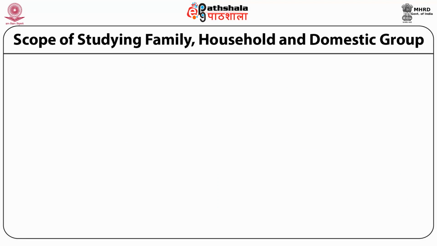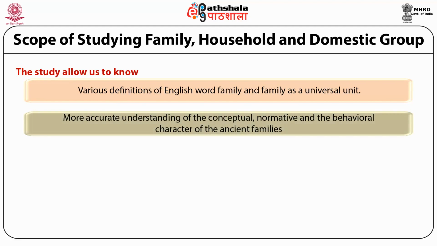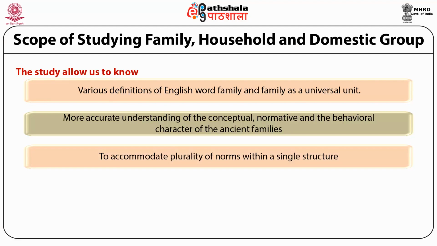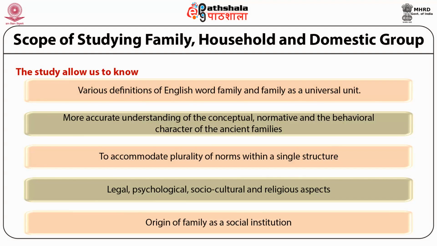Scope of studying family, household, and domestic group. The study allows us to know various definitions of the English word family and family as a universal unit. More accurate understanding of the conceptual, normative, and behavioral character of the ancient families. To accommodate plurality of norms within a single structure. Legal, psychological, socio-cultural, and religious aspects. Finally, the origin of family as a social institution.